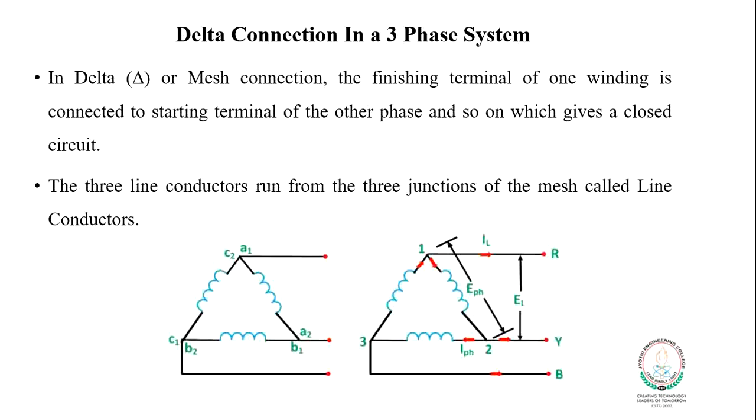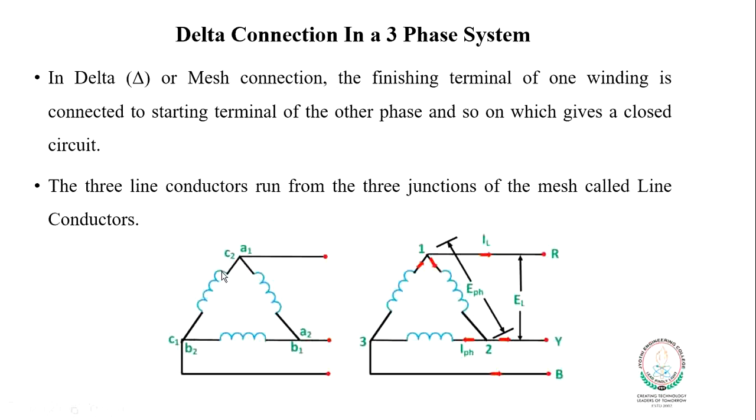In delta or mesh connection, the finishing end of one winding is connected to the starting terminal of the other winding and so on, which gives a closed circuit. That is, if we take a winding, it has a starting end and a finishing end. In delta connection, the finishing end of one terminal is connected to the starting end of the other terminal and so on. This gives a closed circuit.